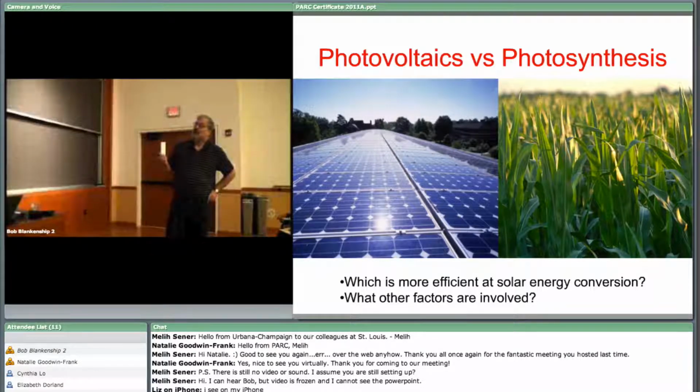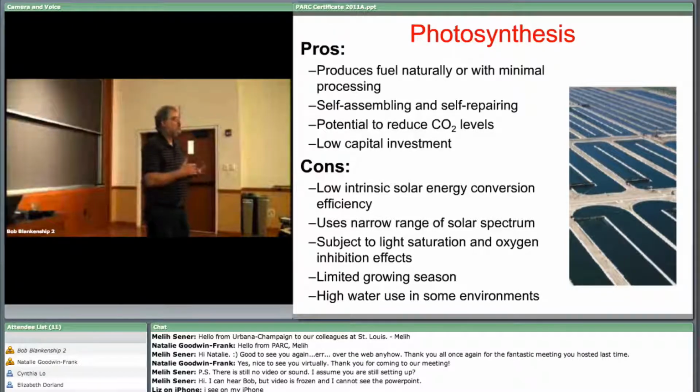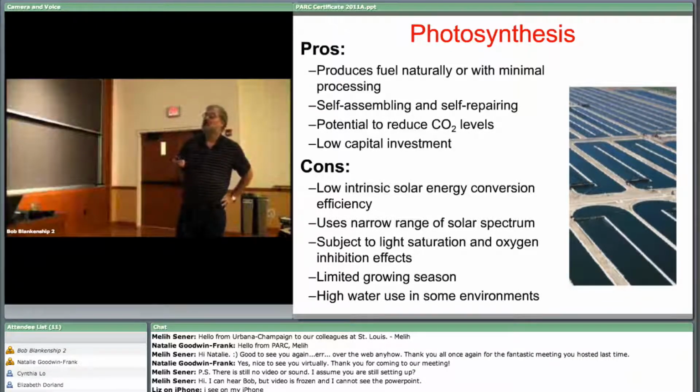But you can kind of think about this in terms of pros and cons. A photosynthetic system produces a fuel naturally or with minimal processing, self-assembling and self-repairing. I mean, we say, well, it's less efficient, but built into that lower efficiency number is the fact that it started from a seed and it's assembled itself, where that obviously didn't happen in the photovoltaic. So that number is perhaps a little deceiving.